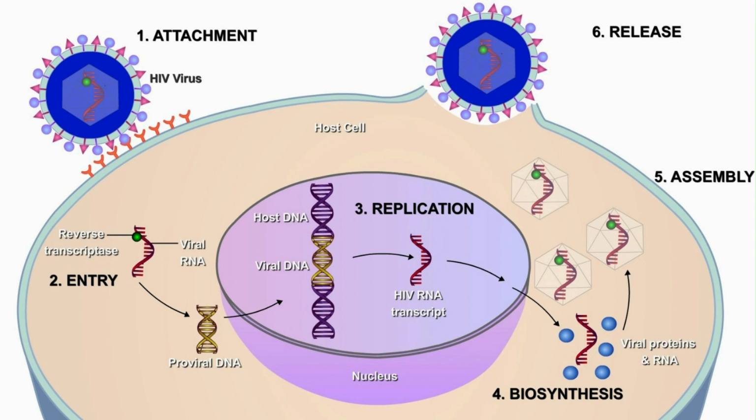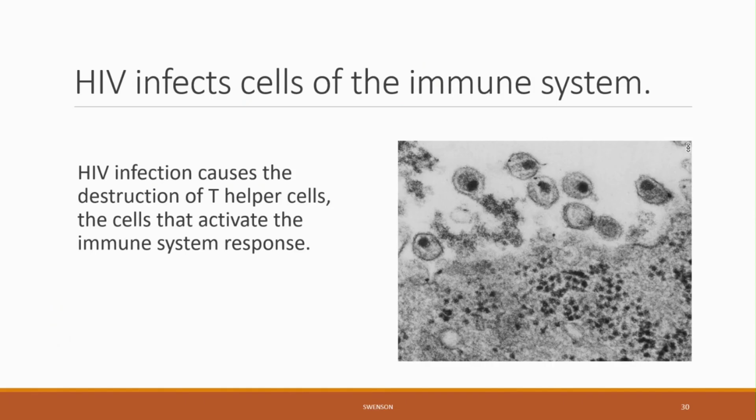From this position, it now hijacks the host's RNA polymerase to make HIV RNA transcripts to be used in the fourth stage of biosynthesis, where the viral proteins in RNA are packaged into newly assembled viral particles that are released in step 6. And yes, in this example, we're talking about a retrovirus that we're all familiar with, the HIV virus, which causes acquired immunodeficiency syndrome or AIDS.